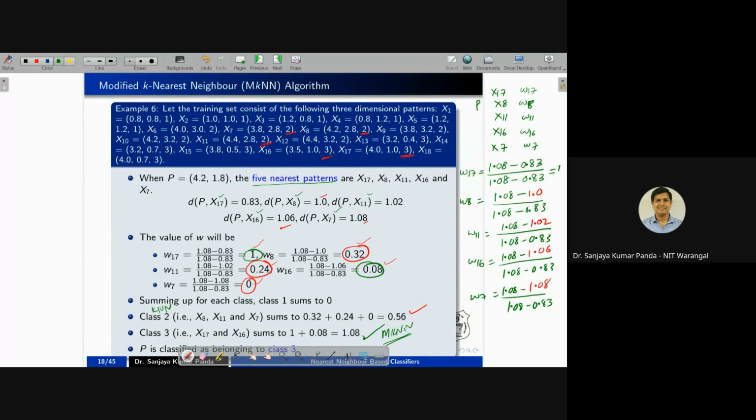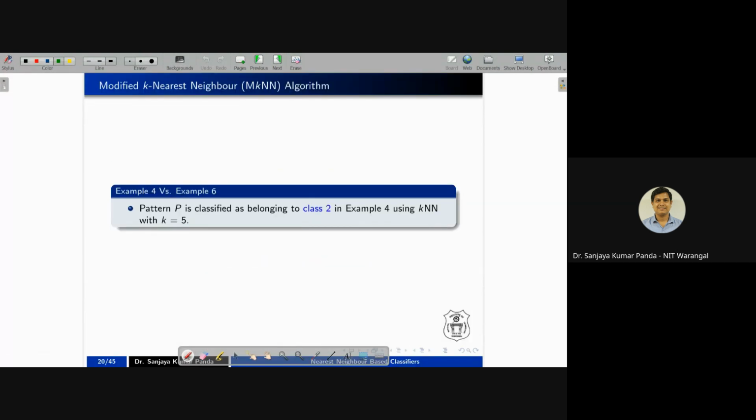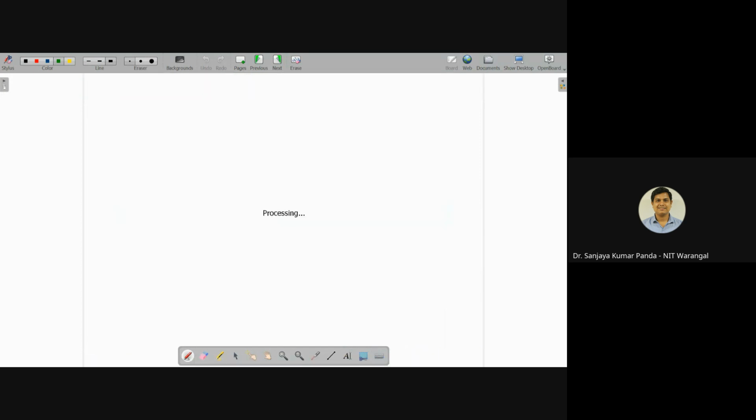Okay. So is it clear what I told you? So this is the only difference between the KNN algorithm and the MKNN algorithm. In most of the literature, people have applied KNN. I'm not saying fundamental research, but applied research, they have used KNN. So you can try with MKNN and see if there is a variation in your result, then you can contribute in that particular field. Okay. So if you compare the two examples, example 4 and example 6, pattern P is classified as belonging to class 2 in example 4, using KNN with K equal to 5. So it changes, right?